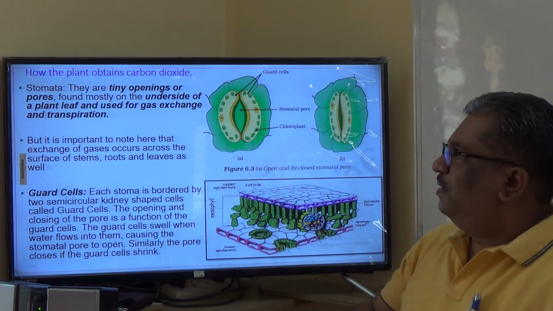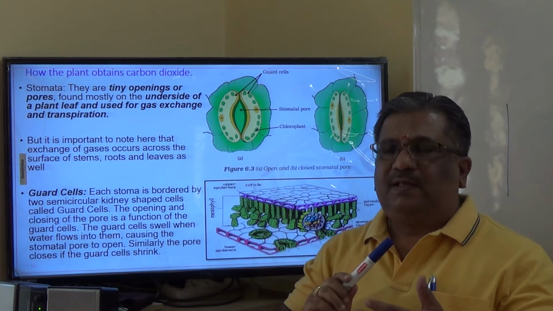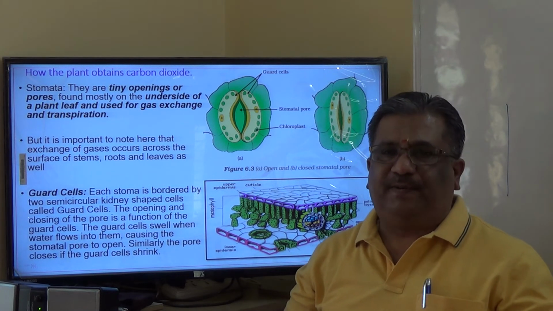Also please remember, there is one more function performed by stomatal pores. See, there is something called transpiration.